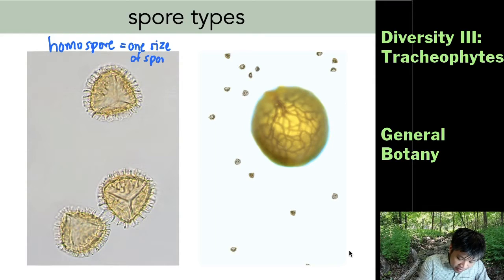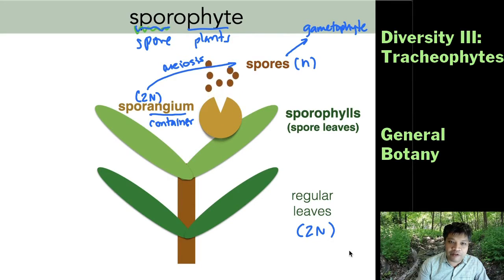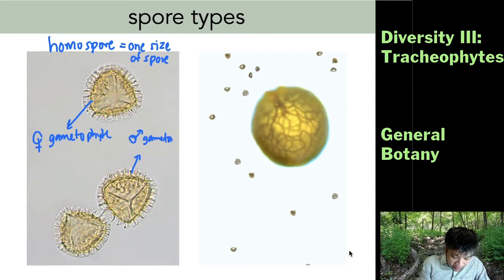As I said earlier, the spore would eventually germinate into the gametophyte, right? In this case, homospores have one size, so each one of them can become the male gametophyte, or they can go on to be the female gametophyte. You never know. They look exactly the same. This is called homospore. Homo means same.